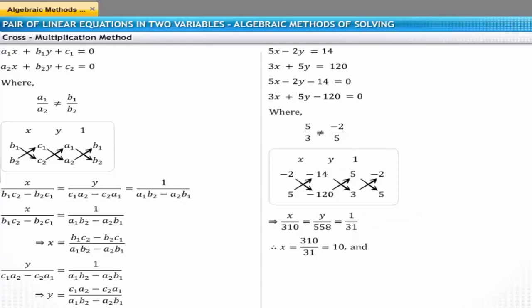We get x is equal to 10 and y is equal to 18. The solution obtained is the same as the solution obtained by using the elimination method. We can use any of these three methods to solve a pair of linear equations. However, the trick is to use the method that is simple and convenient.